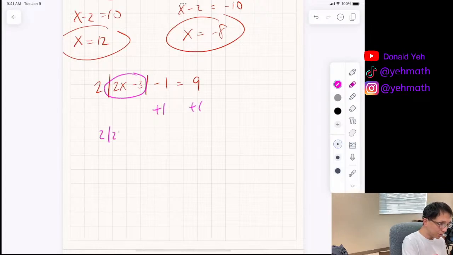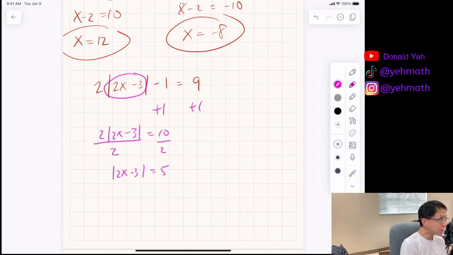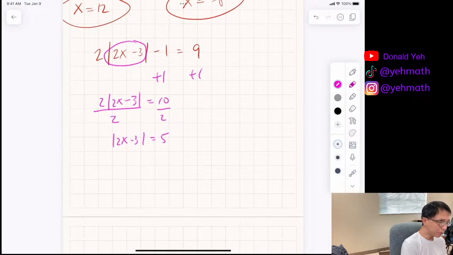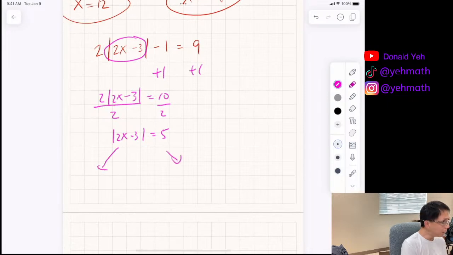So that's going to be 3 absolute value 2x minus 3 is equal to 10. What do I do next? Divide by 2. Fairly easy. So that's going to be absolute value 2x minus 3 is equal to 5. Once you did that, you can choose two paths. Now remember, 2x minus 3 stays as -3. They do not change the sign. They change the sign on the other side.